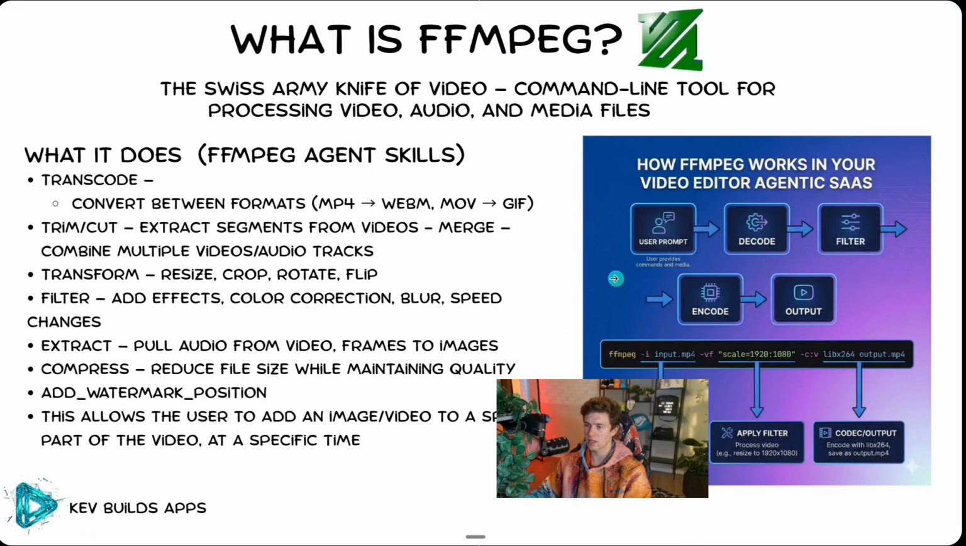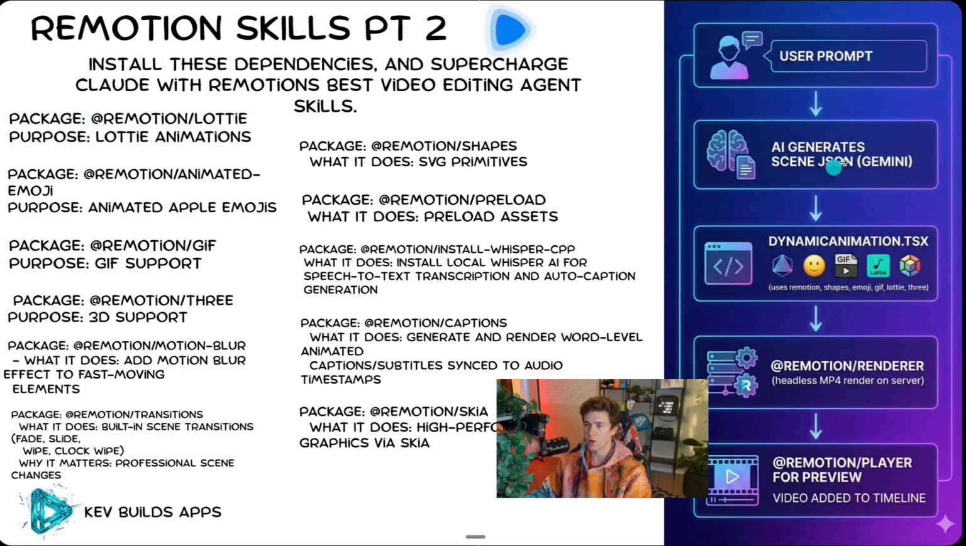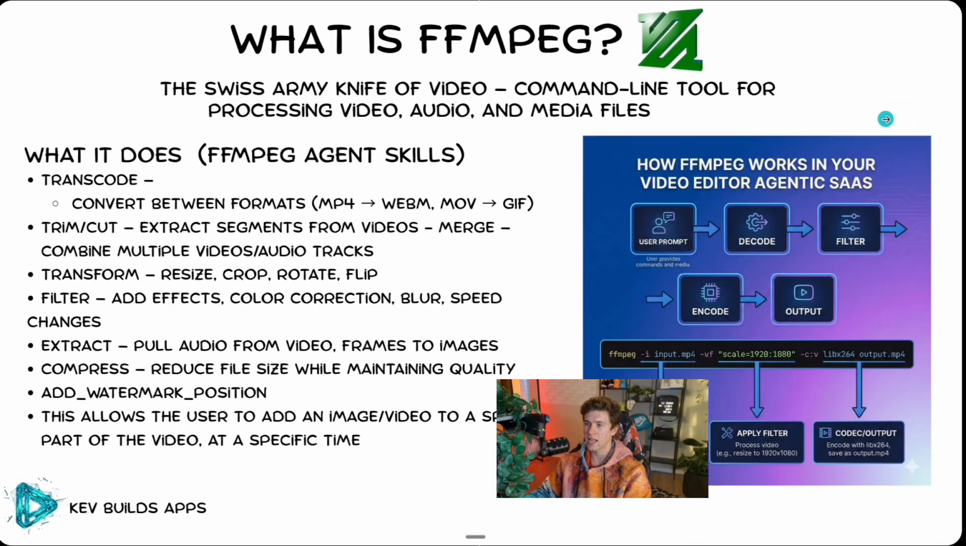Let's move forward. So the next tool is the Swiss Army knife of video, which is FFmpeg. Now this is a command line tool which helps us process any type of video, audio, or media files. So the way that this flow works is very similar to the Remotion flow, because what our director agent does is it understands what the user is actually saying in the prompt, and then decides which tool to use in its workflow. So with FFmpeg, these are the agent skills that we have built into our coding editor.